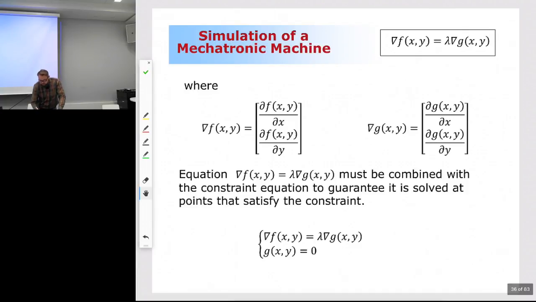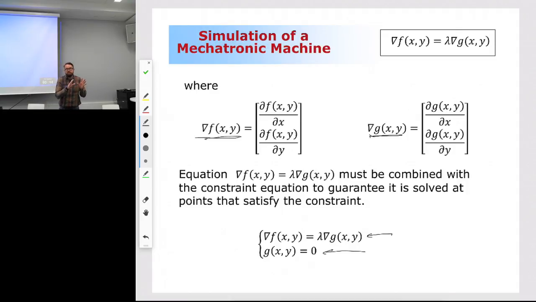And the constraint equation can be expressed, this is how the gradients are. This is how I can calculate the gradients of the original function and my constraint. And this is my first condition, and the second condition is that the constraint must be fulfilled. If these two equations are valid, then I can actually solve this optimization problem.